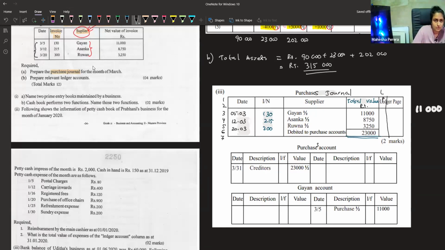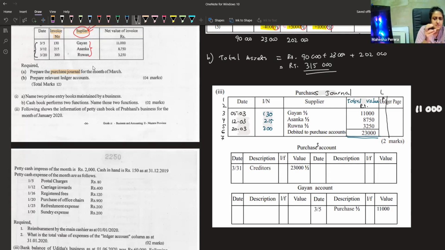Again, now you know that you are not supposed to draw any T accounts. You have to draw the account with the columns. We normally don't draw T accounts in the exam. You have to draw the columns, with the date, description, LF, and value columns.